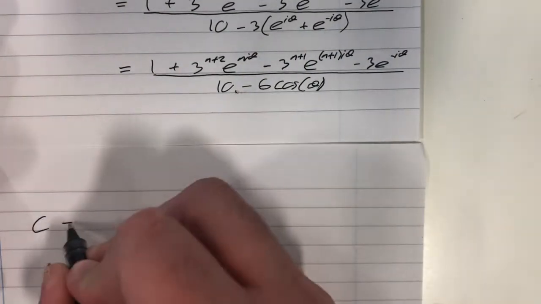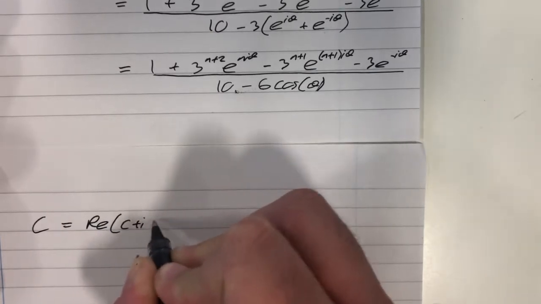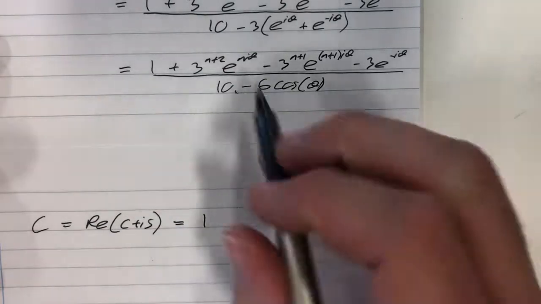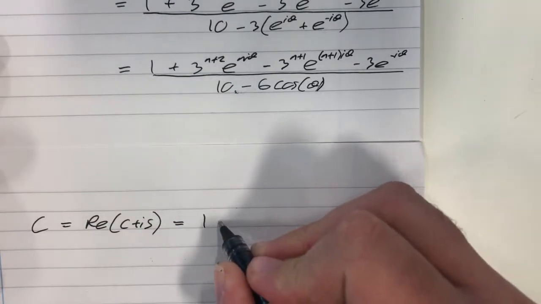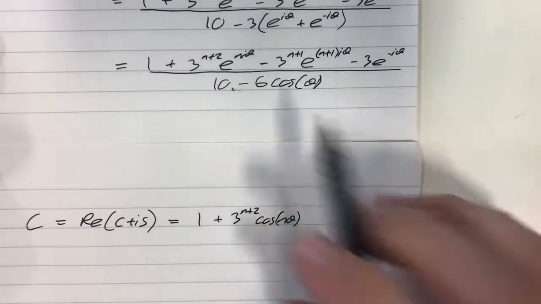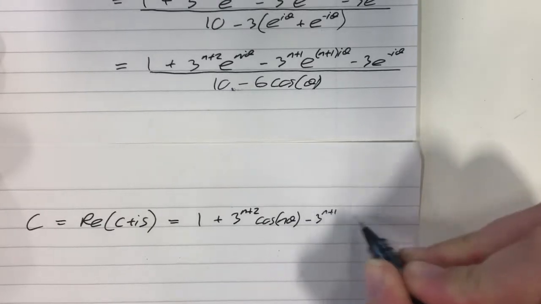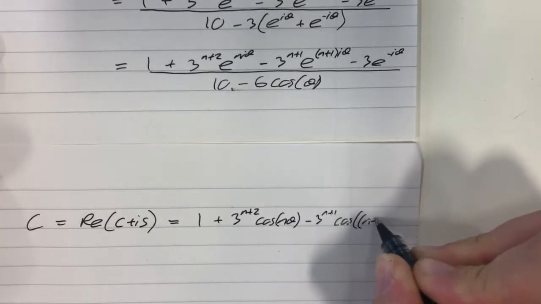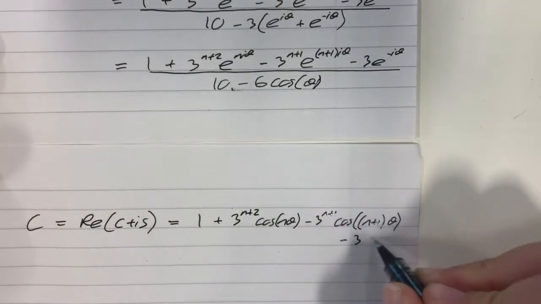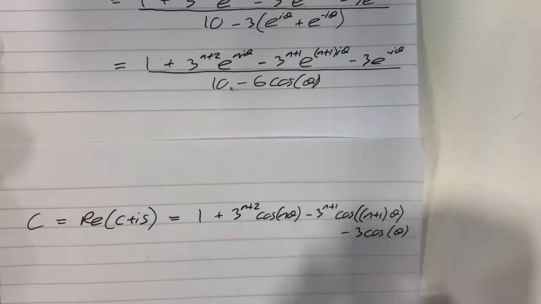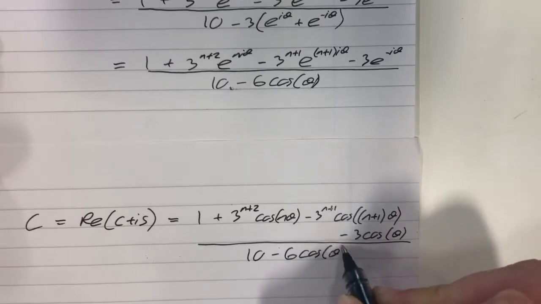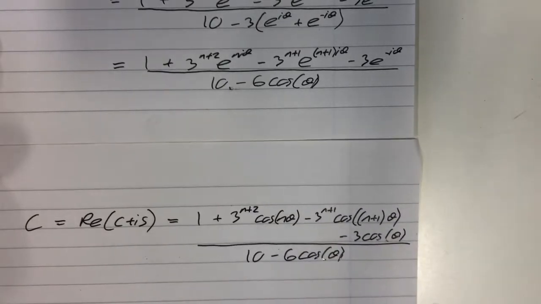C is the real part of this. So 1 is real. The real part of this is going to be cos n theta. So that's going to be plus 3 to the n plus 2 cos of n theta minus 3 to the n plus 1 cos of n plus 1 theta, and then minus 3 cos theta, and that is all divided by 10 minus 6 cos theta as required.